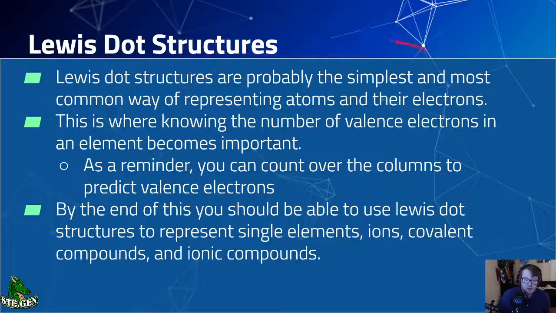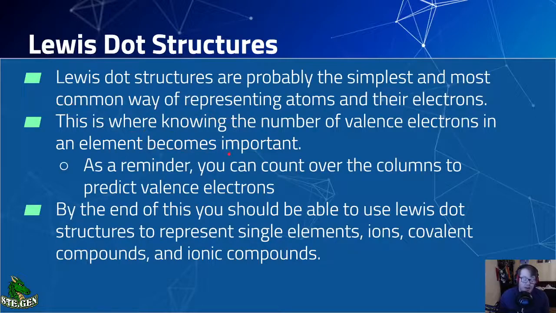So Lewis dot structures are something you're probably familiar with. I'm assuming that you did at least something kind of like them in integrated science or one of your previous classes. They're the most simple and common way of representing atoms and their electrons. And this is where you have to know the number of valence electrons. Remember, I told you those were the two things. Ionic charges are super important, or predicting ionic charges, and knowing valence electrons was equally important too. It's going to come up right here.